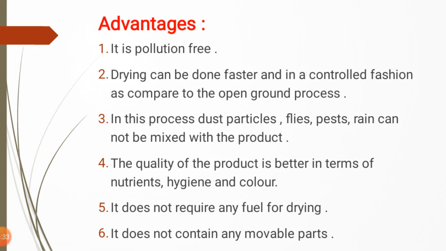The next advantage is that the quality of the product is better in terms of nutrients, hygiene and color. That means the quality is maintained with the help of the solar dryer. That means there is no change in the color of that particular agriculture product, or in the nutrients and hygiene. Hygiene is very important for agriculture products in the drying process, so this can be maintained with the help of a solar dryer.